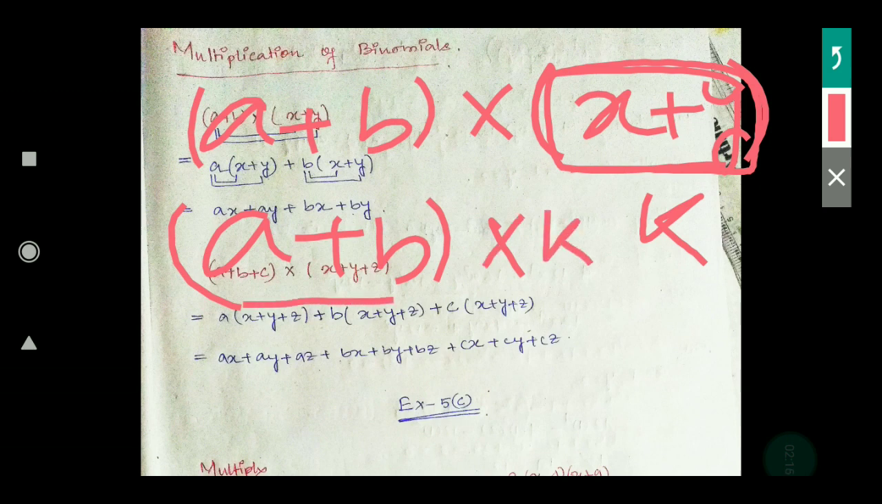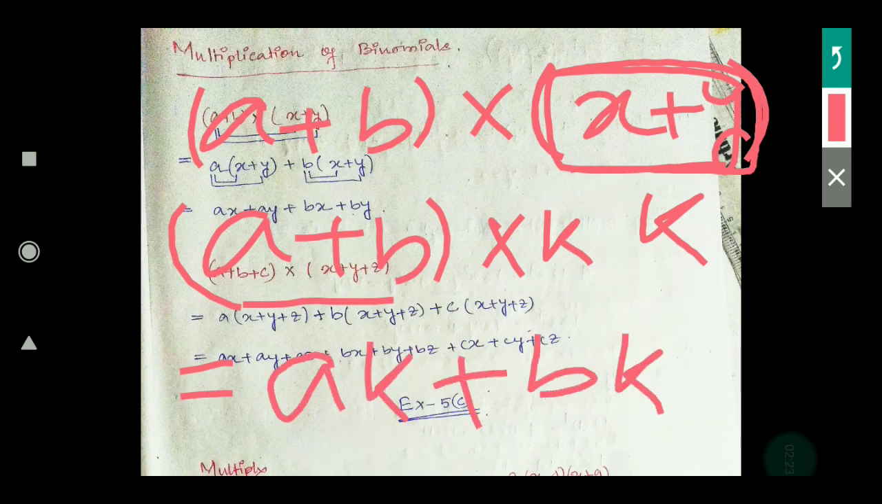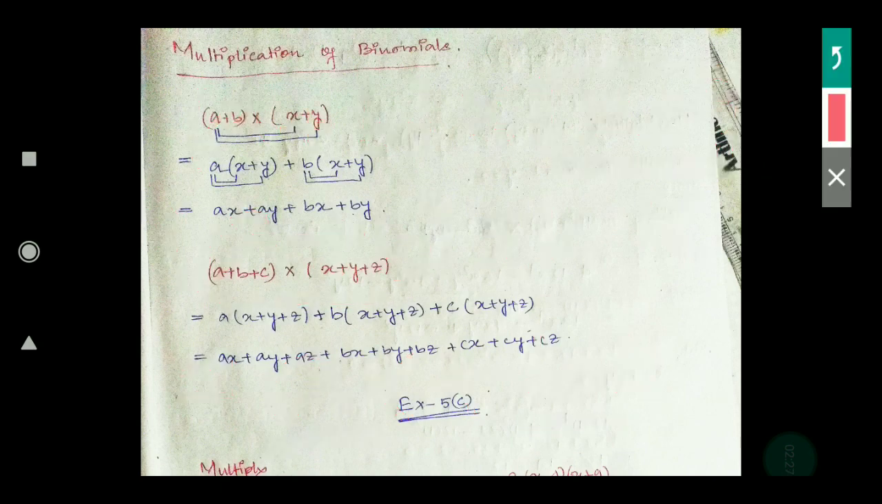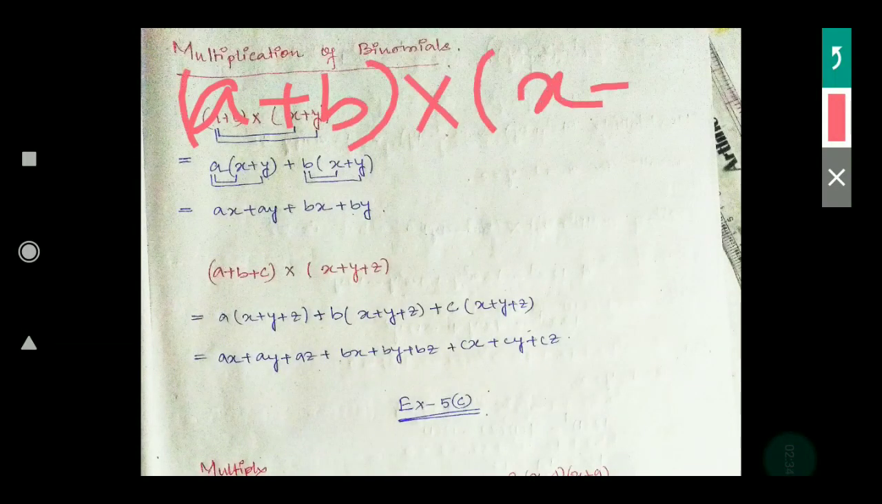You will split this term, no? You will do it like this: a into k plus b into k, that means ak plus bk. Similarly here also it is given a plus b multiplied by x plus y. First you consider this as a k. This is the first time I'm explaining, that's why I'm telling you. When you have done these types of multiplications 2-3 times, then it will be easy for you.